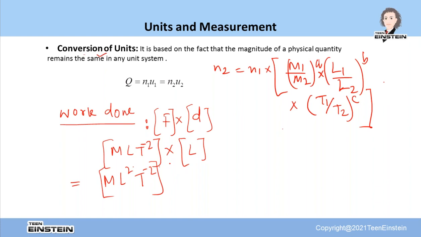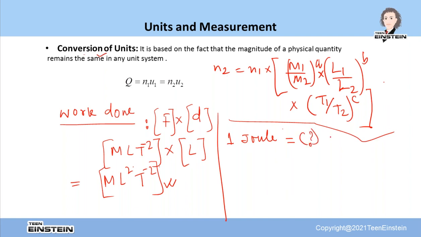If I write this quantity, work done, as Q, you know the dimension. Now I have to convert 1 joule to how many ergs.